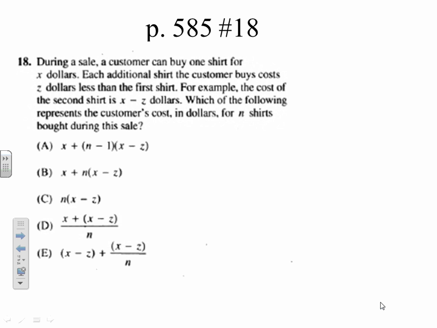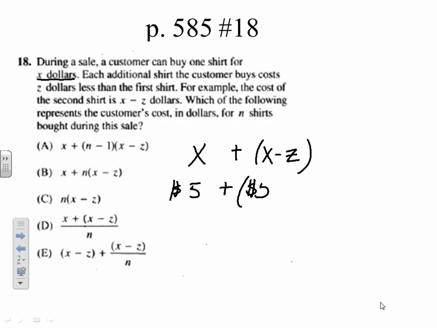Okay, so first you're gonna spend the money on the first t-shirt, which is X dollars. Then let's say that is $5. Then for each additional shirt that the customer buys, it costs Z dollars less than the first shirt. So the first shirt costs X dollars, and each additional shirt is Z dollars less. So let's pretend that Z is 2. So X was $5, and now each shirt after this is $2 less. So altogether, X minus Z will be $3.